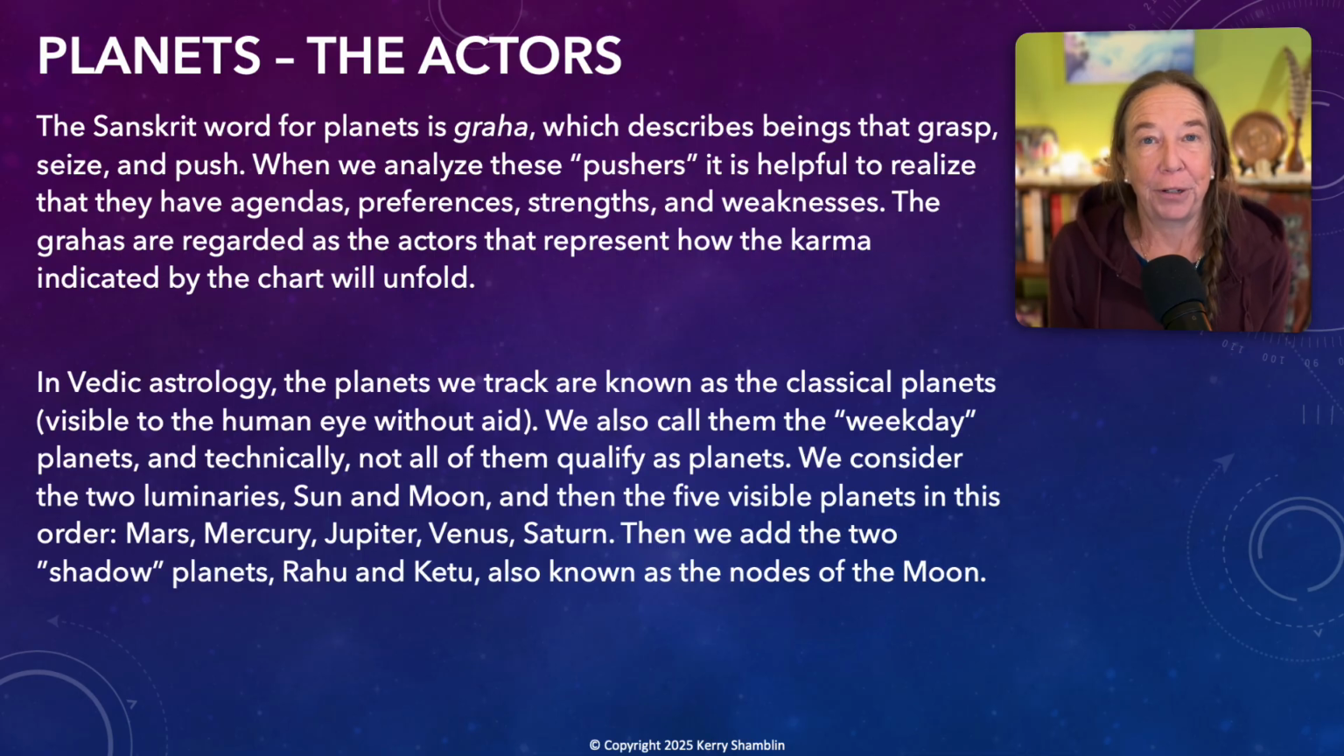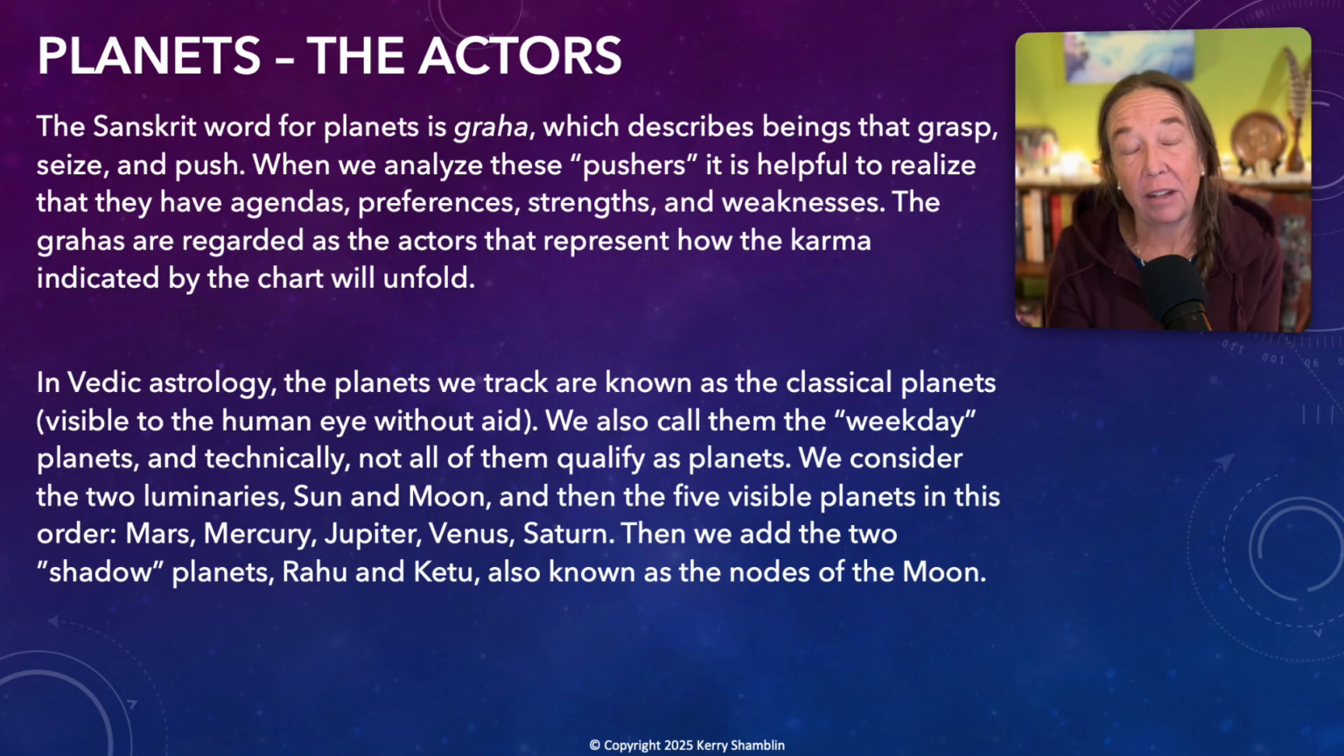The Sanskrit word, and if you guys stick with me, you're going to have to learn some Sanskrit words, because Sanskrit is just beautiful. I love it. And it is the basis for this practice that I've been spending half of my life doing. So the Sanskrit word for planets is graha. Not really a great translation, honestly. So graha means to grasp, seize, and push.